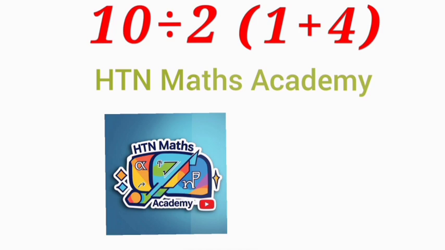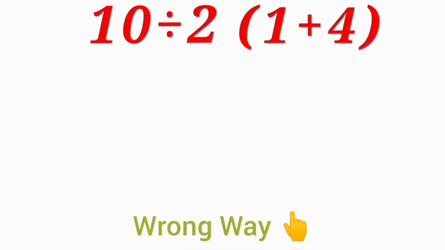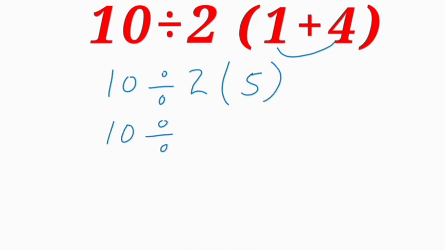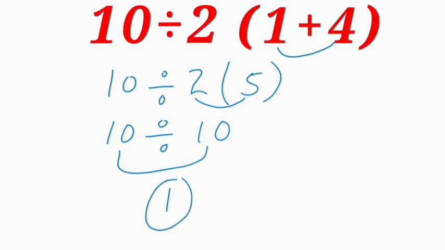Most students solve this problem this way. 10 divide 2 into 1 plus 4 equal to 5. So 10 divide 2 into 5 equal to 10. So 10 divided by 10 equal to 1. But this way is wrong.